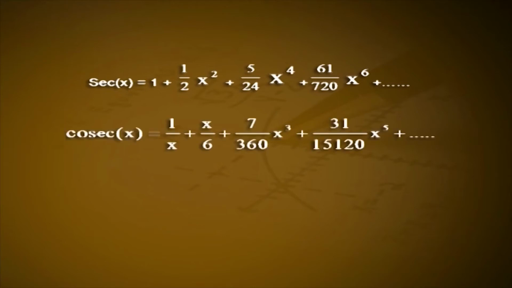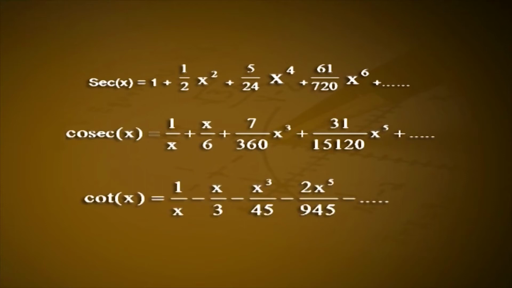Similarly, we obtain the expansion of sec x, cosec x and cot x as follows. Sec x is equal to 1 plus 1 by 2 x square plus 5 by 24 x raised to 4 plus 61 by 720 x raised to 6 plus and so on. Cosec x is equal to 1 by x plus x by 6 plus 7 by 360 x cube plus 31 by 15120 x raised to 5 plus and so on. Cot x is equal to 1 by x minus x by 3 minus x cube by 45 minus 2 x raised to 5 by 945 minus and so on.